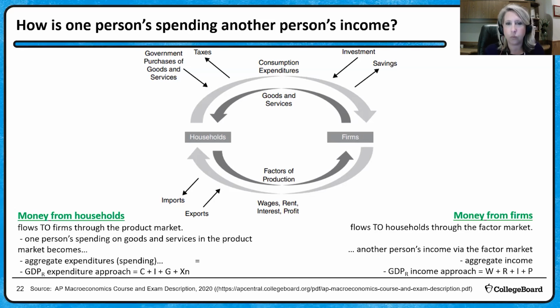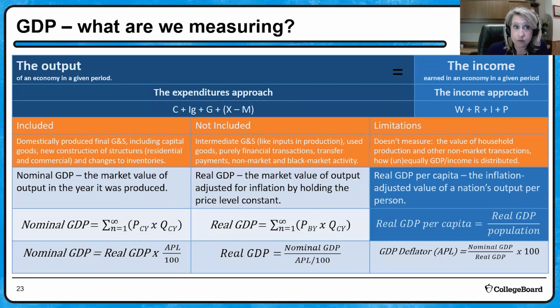Always, always, always remember real GDP using the expenditure approach equals real income using the income approach. Let's take a close-up look at GDP and think about what we're measuring. When we are using the expenditures approach, what we're measuring is the output of an economy in a given period. When we're using the income approach, we're measuring all of the income earned in an economy in a given period.